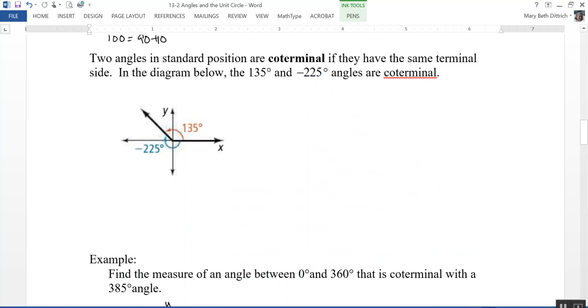Two angles in standard position are said to be coterminal if they have the same terminal side. In the diagram below, the 135 degree angle and the negative 225 degree angle are coterminal. For 135 we start at the positive x-axis and go counterclockwise and stop 135 degrees over. For the negative 225 we also start at the positive x-axis, but we move clockwise 90, 180, and then another 45 to get to negative 225. So these two angles are coterminal because they both terminate at the same spot.